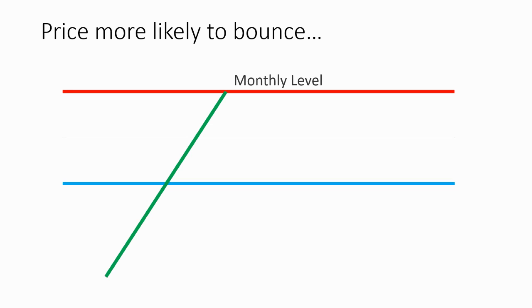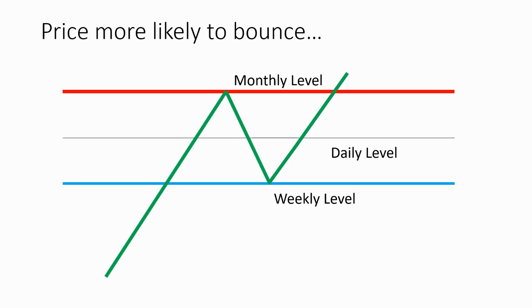The price of a market is more likely, for example, to bounce off a monthly level of support or resistance than a weekly or daily level, and more likely to bounce off a weekly level than a daily level. Also, if the price of a market has broken through a monthly level, for example, then it is more impactful than if it has broken through a weekly or a daily level. That is to say that it is more likely to continue in that direction for longer than if it had broken through a lower level. This already points me to areas on the chart where I could look to place a trade even before I go any further with my technical analysis.